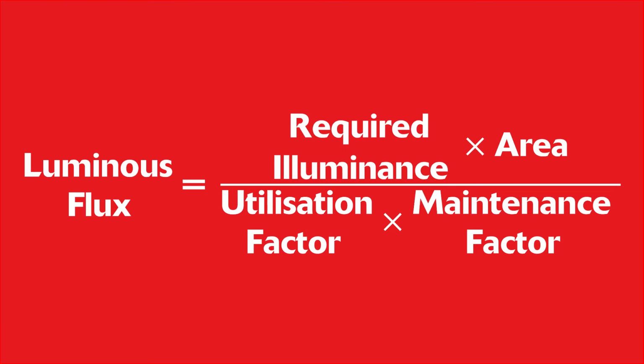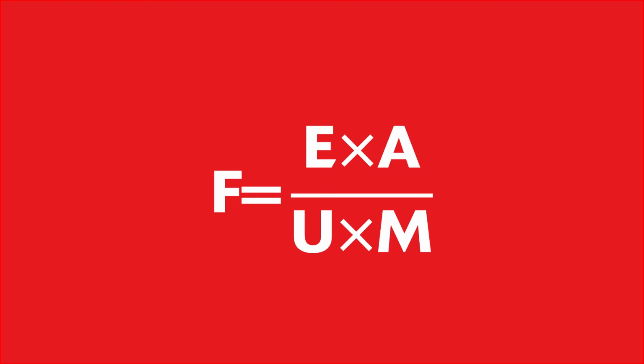Luminous flux is equal to the required illuminance, or lux level, multiplied by the area of the space to be illuminated. This value is then divided by a factor that takes into account the utilisation of the space, which will include the reflective nature of the walls and what the space is used for, multiplied by a factor taking into account how well and how often the lighting is maintained. This can then be reduced to look like this: F equals E times A divided by U times M.